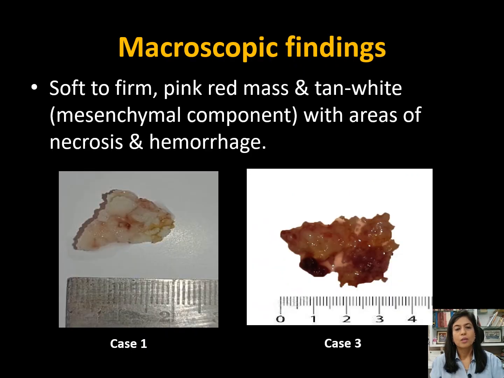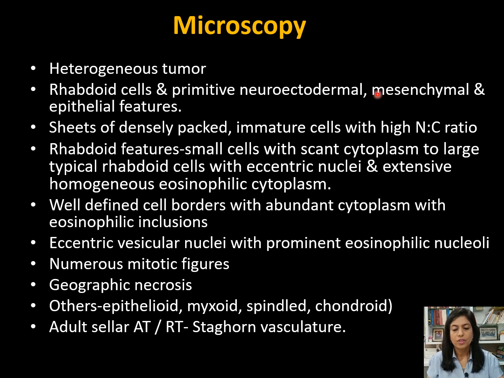is hemorrhagic. Macroscopic findings: these are soft to firm pink-red masses, and they may be tan white due to the mesenchymal component. A greater amount of mesenchymal component gives firmness to the tumor. Areas of necrosis and hemorrhage are often present.